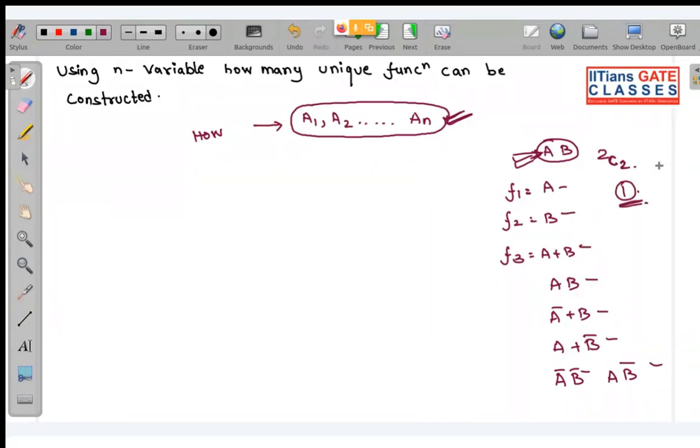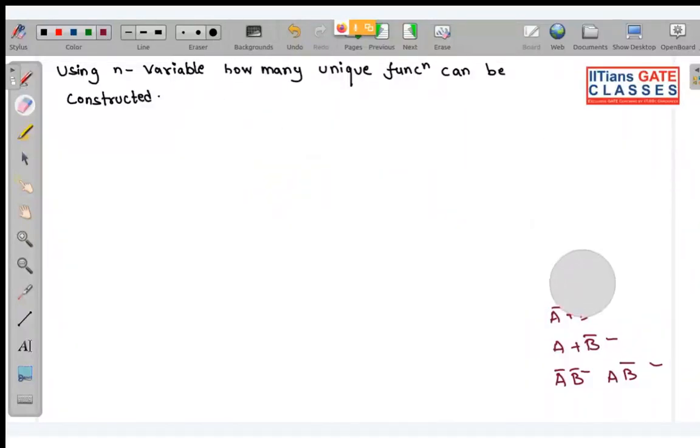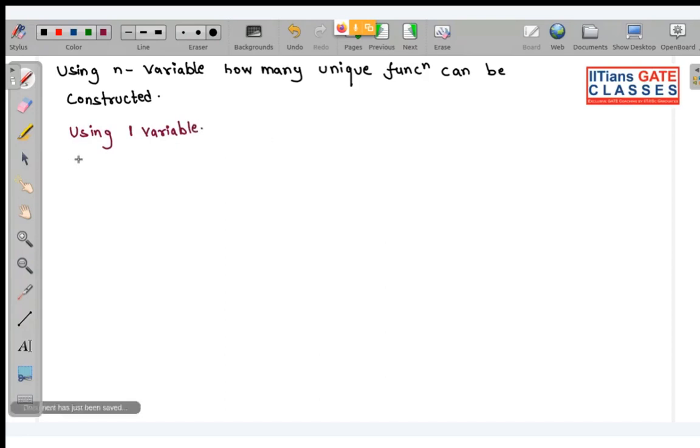So look very carefully. This question was asked in GATE. This is a GATE question, from 2004 or 2008, I am not sure. First look at how many functions I can generate using one variable. A is one single variable.